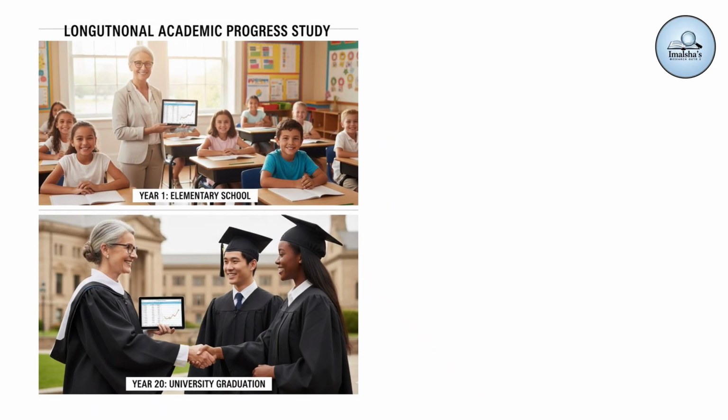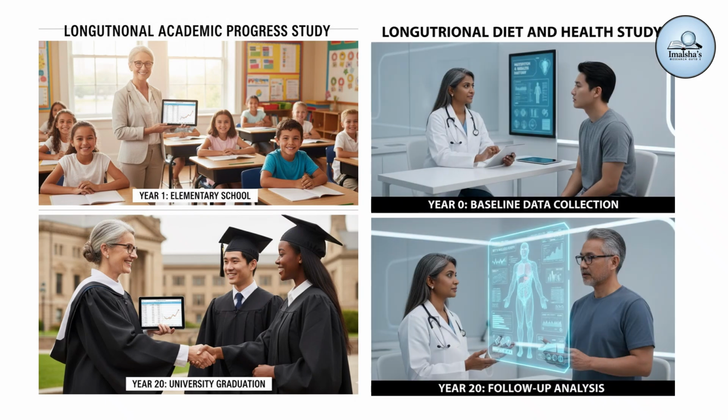For example, a researcher tracks the academic progress of 100 students from grade 1 until they graduate from university. Or a medical researcher studies how a person's diet affects health over 20 years. Other examples of longitudinal research include historical studies, case studies, and genetic research. All of these focus on change or development over time.